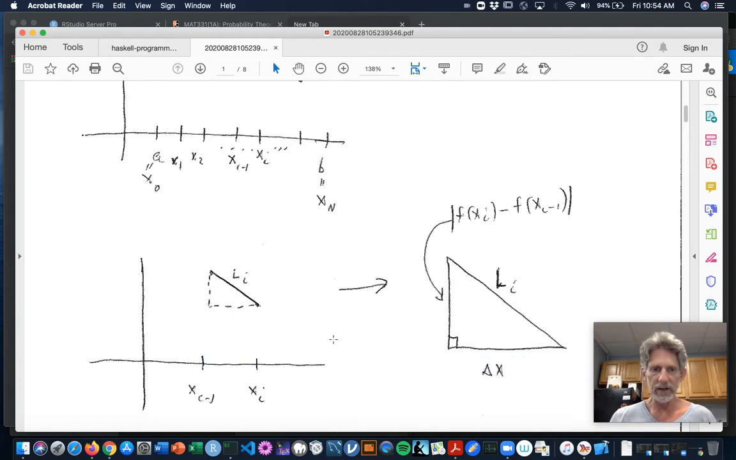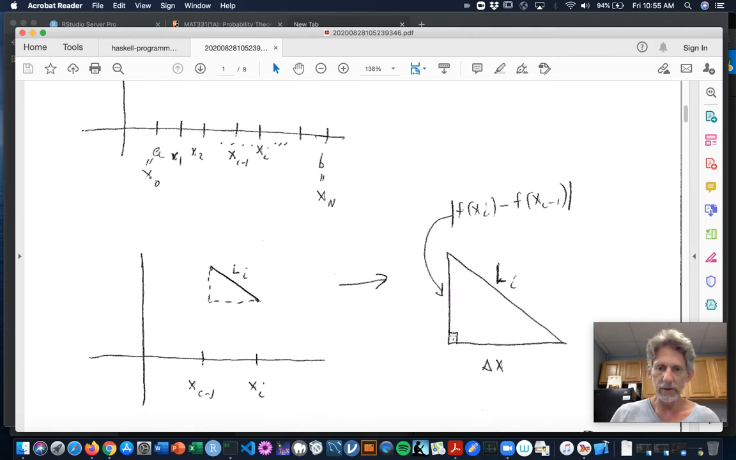Now how about the height? Well, it would be the difference between the height at this point and the height at this point. So I'm going to write that as the absolute value of f of x_i minus f of x_{i-1}. I write it as an absolute value because in general, we don't know if the segment is going to be falling or rising, so we don't know which of these two numbers is actually bigger. But if we take the absolute value of that difference, we will get the difference in the heights, and that will be that vertical side of the triangle.